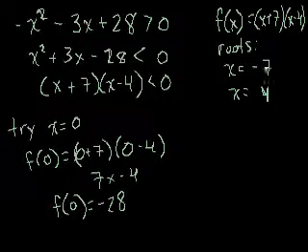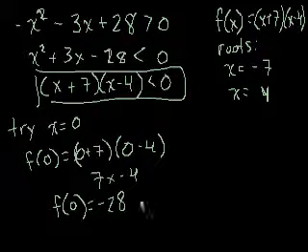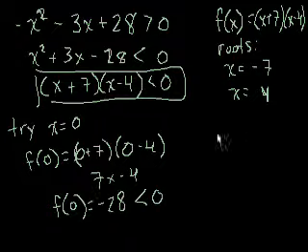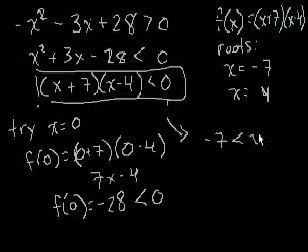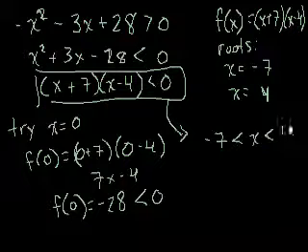Now, this is the function we're working with. Is this less than 0? Well, yeah, it is. So it turns out that an x value between the two roots works. So I immediately know that the answer here is all of the x's that are between the two roots. So we could say that the solution to this is minus 7 is less than x, which is less than 4.